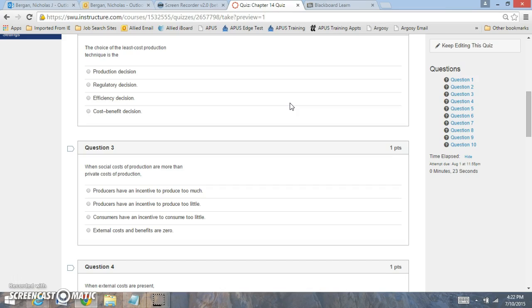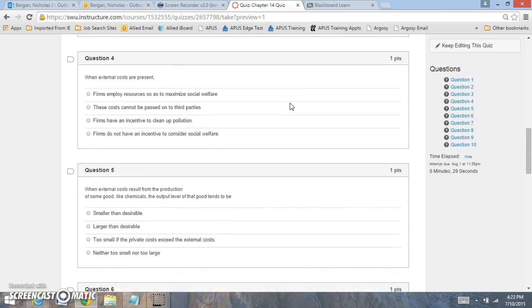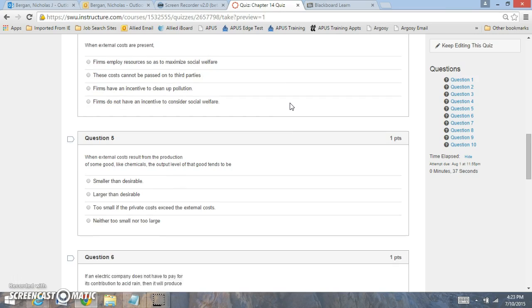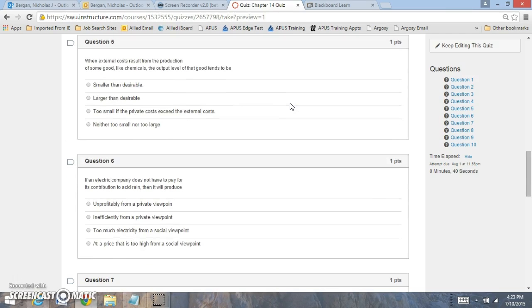Question 3, when social costs of production are more than the private costs of production. Question 4, external costs are present in the market. When there's an external cost, that's a negative externality present in a market. Question 5 looks at an external cost from the production of some good like chemicals. What happens? When there are external costs, you'll notice that more will be produced in the market.